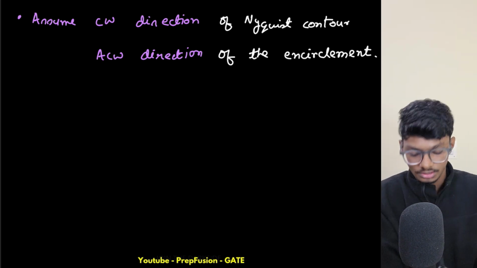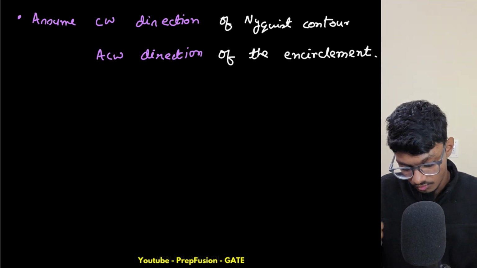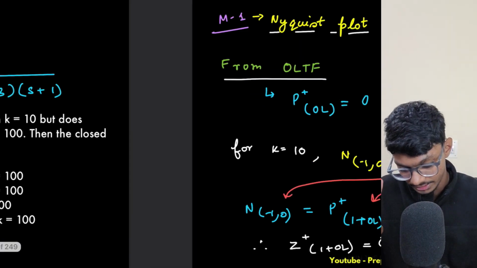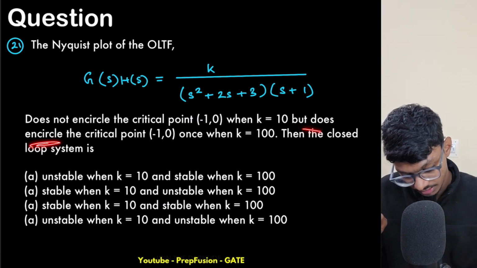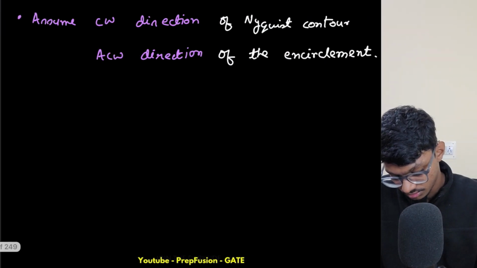Of the encirclement, in the anti-clockwise direction of the encirclement. So that is what we assume. Now here it is given as 1. It is encircling, but does it encircle the critical point once? K is equal to 100.